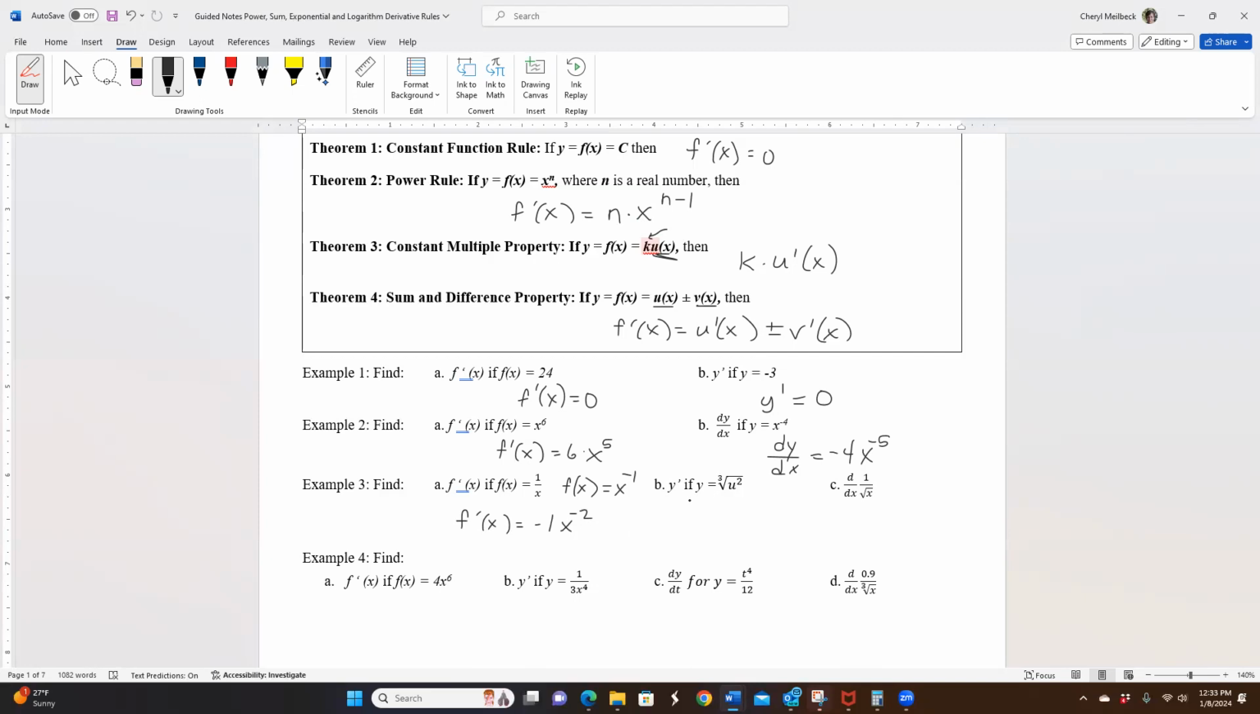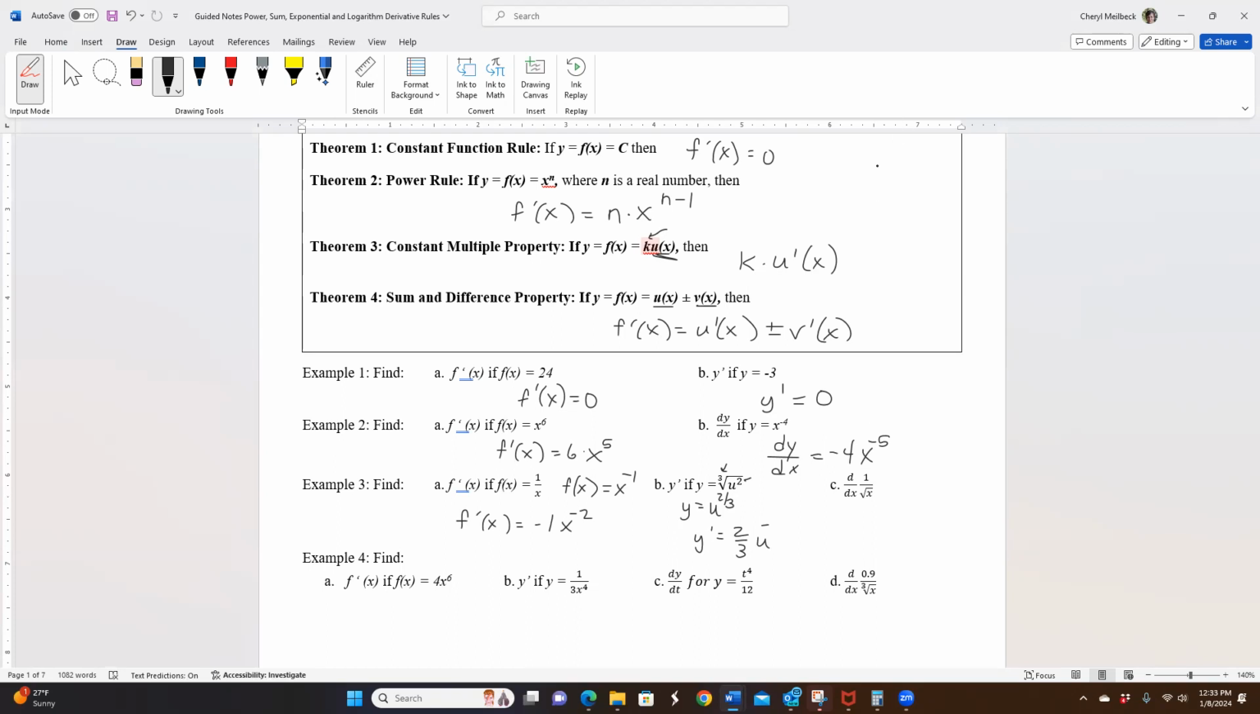Now when we look at B, we want to find y prime, if y equals the cubed root of u squared, we have to turn this into an exponent. So the cubed root means a fractional exponent with 3 in the denominator of the exponent, and 2 is the power, so that'll be in the numerator. We rewrite y as y equals u to the 2/3 power. So taking its derivative, we get 2/3 u to the, what do we get if we have 2/3 and subtract 1?